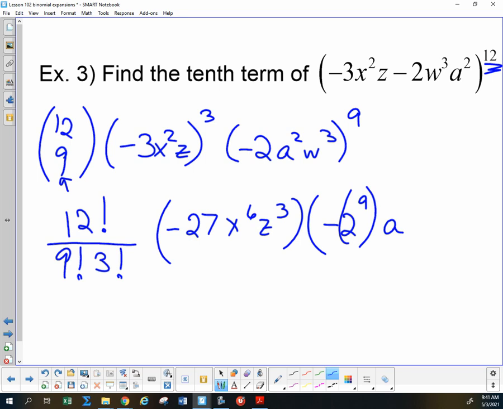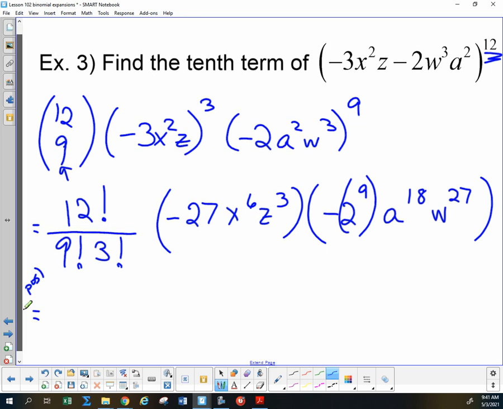Lexi, what exponents do I need for the a and the w? So you need to be entering. So final answer, is it going to be negative or positive without the calculator? So I'm going to end up with 2 minus signs. So I know my final answer is going to be positive. So I don't need to mess with entering the minus signs on my calculator. I just need 12 factorial times 27 times 2 to the 9th divided by 9 factorial and 3 factorial, which will then give me some number that you guys are going to find out for me, times my variables.